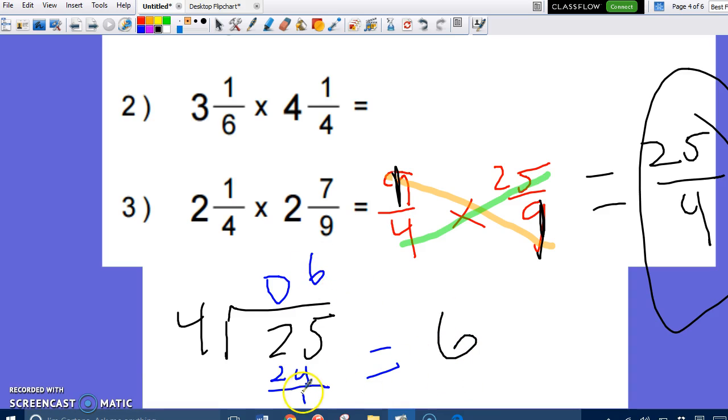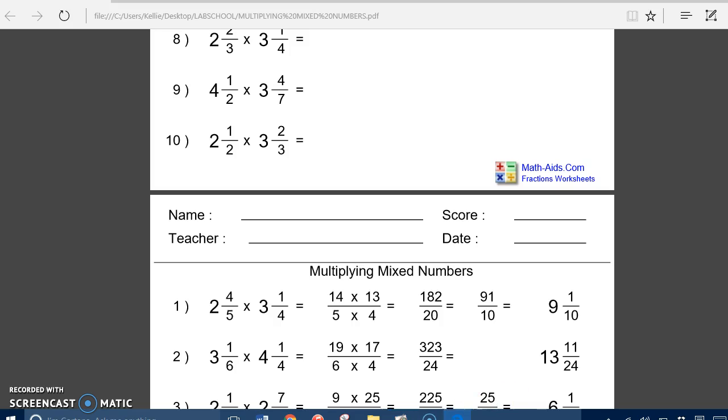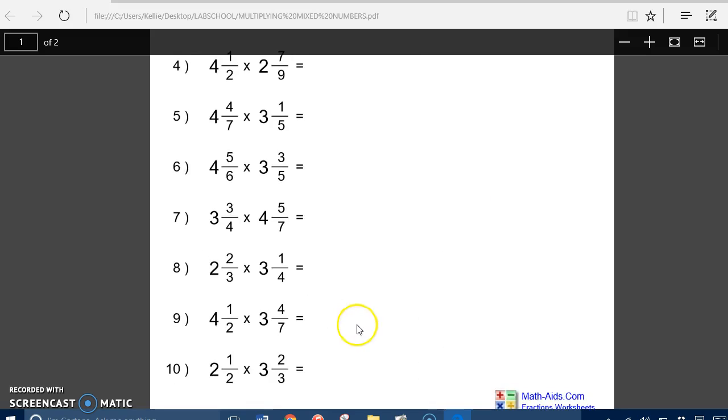6, whole number. 1, numerator. 4, denominator. 6 1/4 should be the answer for number 3. There it is, 6 1/4.